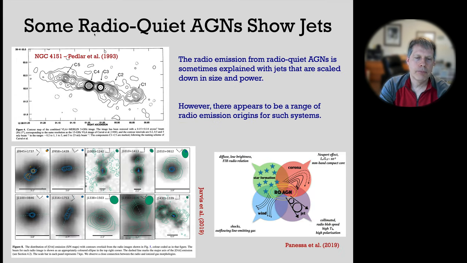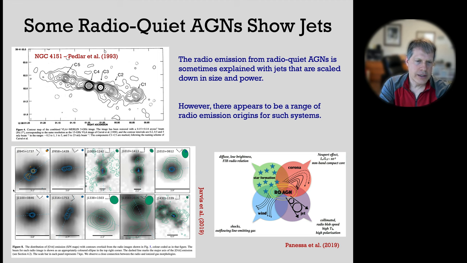So as we will see, most active galaxies are radio quiet, do not produce these powerful relativistic jets. Nevertheless, some radio quiet active galactic nuclei at least do show small jets. Here is one famous example. This is NGC 4151, a nearby Seyfert active galaxy. It has a nice linear structure to it, indicative of a jet.